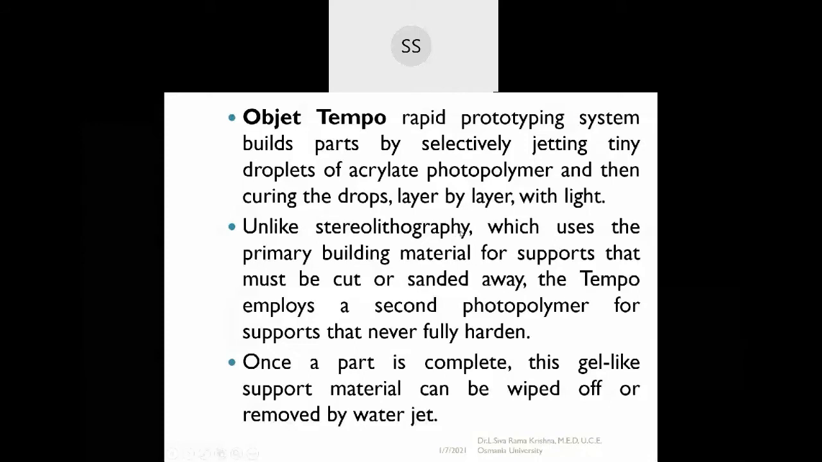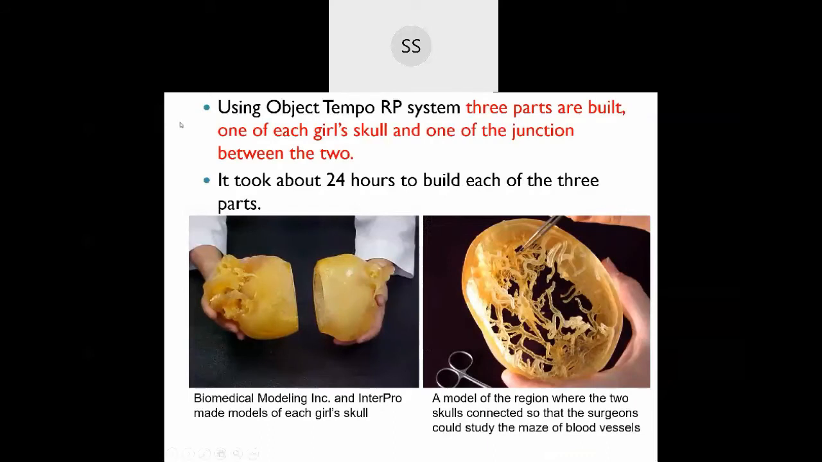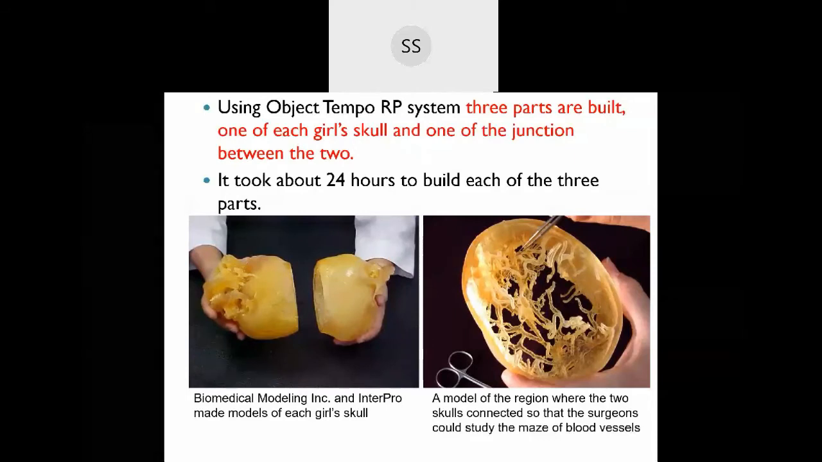Unlike stereolithography, which uses the primary building material for supports that must be cut or sanded away, once a part is complete, this gel-like support material can be wiped off or removed by using water. With the Objet Tempo, three parts were built: one of each girl's skull and one of the junction between the two. So you have the parts. It took 24 hours to build each of these parts.